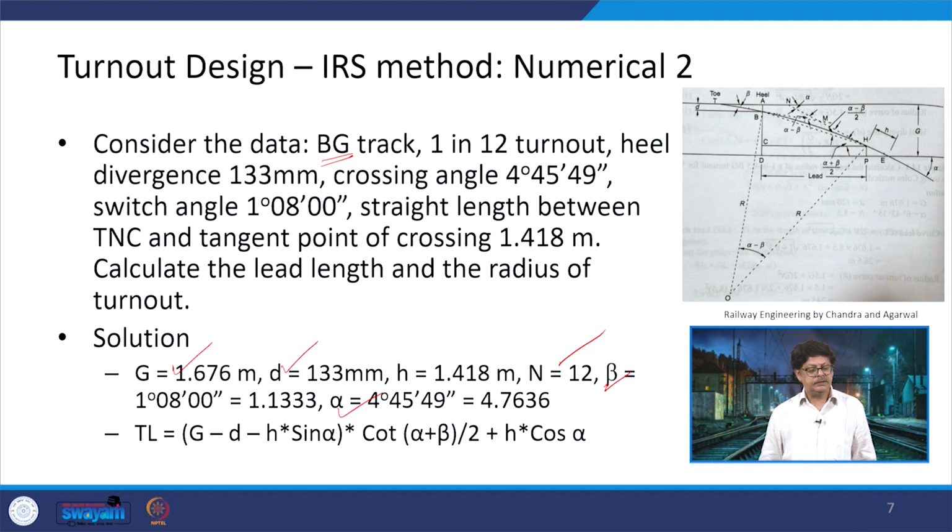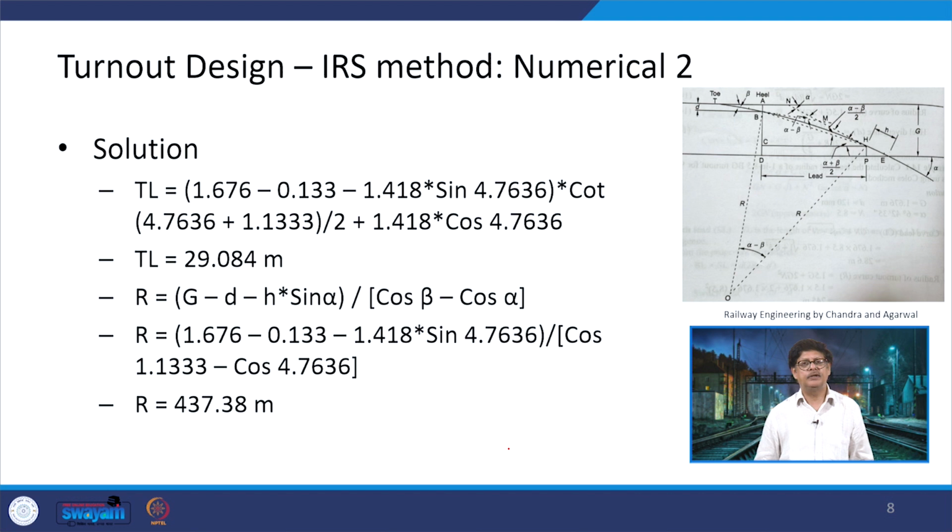There is a straight length between TNC and the tangent point of crossing, that is 1.418. So, this is the small h value, which is also given to us. Now, again we are required to calculate the value of TL and R. So, using the equation of the TL and placing the values there, what we are getting is 29.084 meters. Similarly, if we use the equation for R and we put the values there, what we are getting is 437.38 meters.